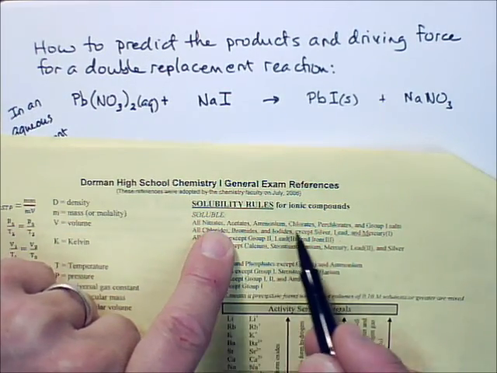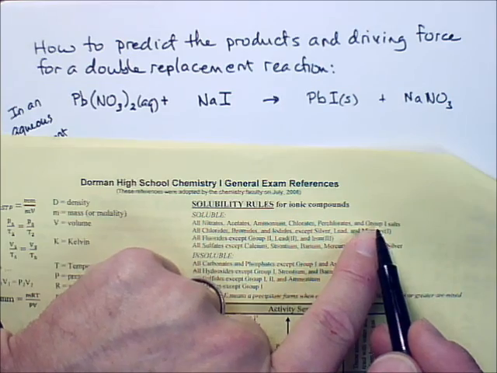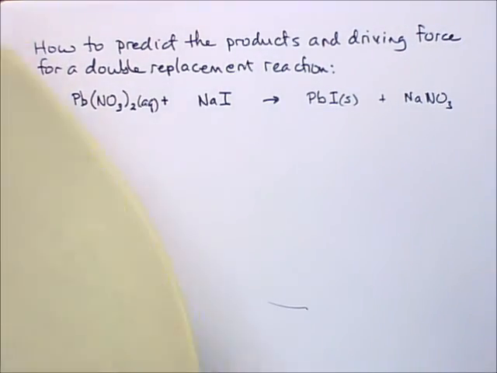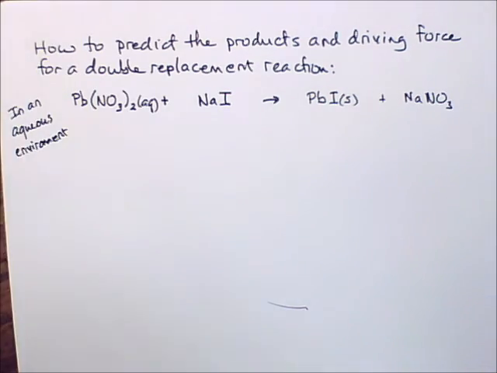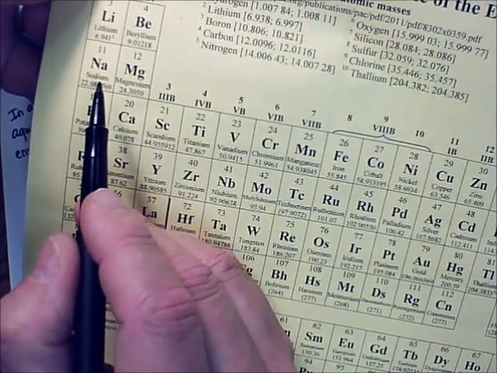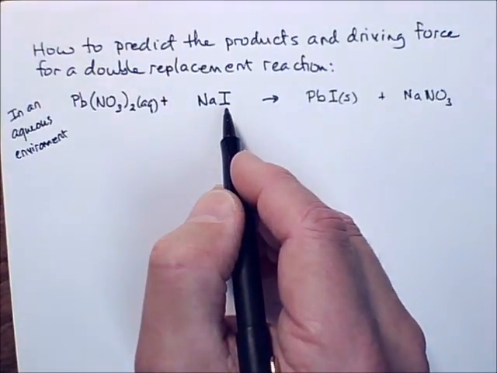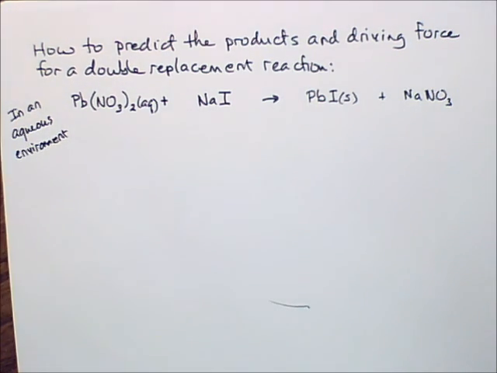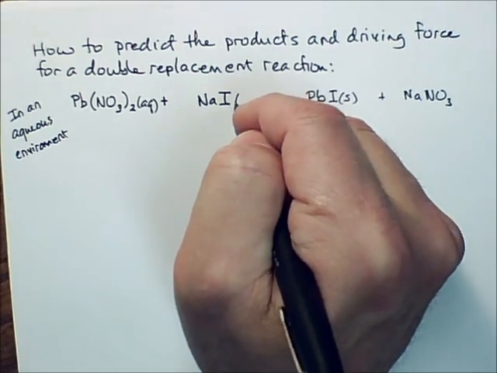However, if we look at the very first rule, it says group 1 salts. Well, this is a group 1 salt. What that means is that the first element in the formula is in group 1. Well, group 1 is column 1 of the periodic table, and sodium is in column 1. So you have two rules now that apply to this, indicating that this is going to be a soluble substance. We're in an aqueous environment, so this is aqueous.